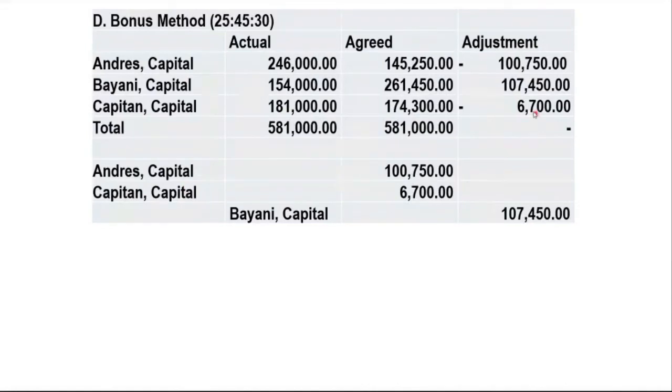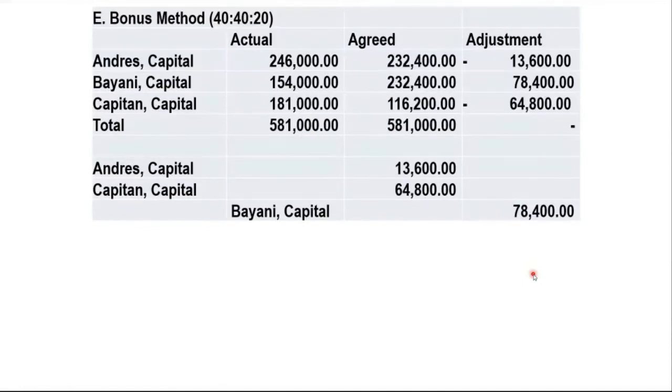Okay, so ang minus doon ay si Andres at saka si Kapitan, so sila yung naka-debit with the respective amount provided doon sa taas. And then Bayani will increase by 107,450. That's letter D. Let's go to letter E. So letter E will be with a desired ratio of 40:40:20. So with the same process that we did, yung ating capital dito, multiply lang natin ng 40% and 20%.